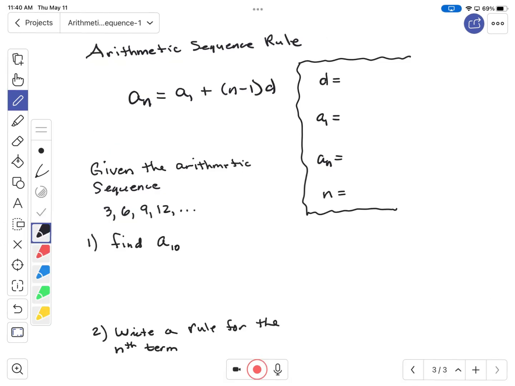Here we have an arithmetic sequence rule. When you have a sequence, you can find out what the rule is that would give you that sequence. It also allows you to jump to the 50th term or the 100th term, and you can find the value of the 20th term or the value of the 60th term by using that rule. So the D is the common difference. Remember, the D is the common difference.